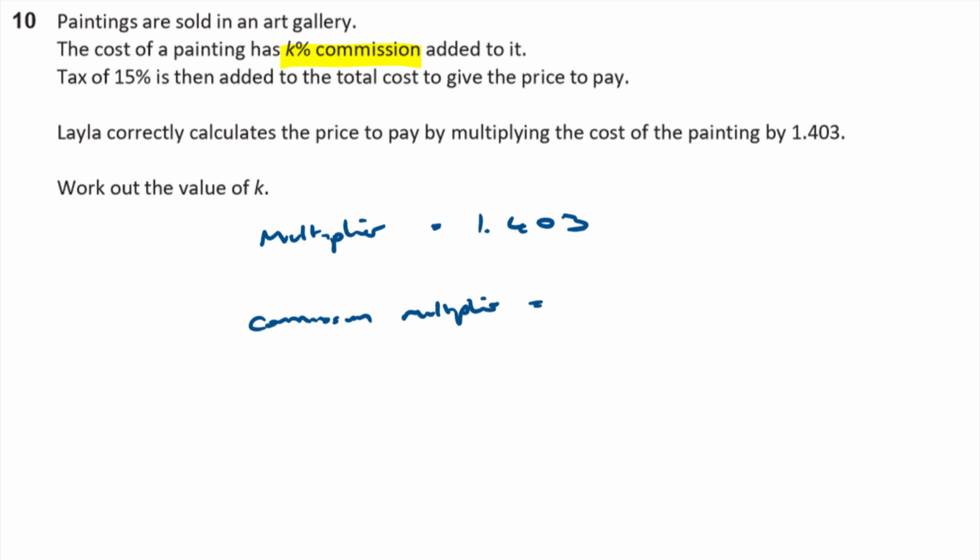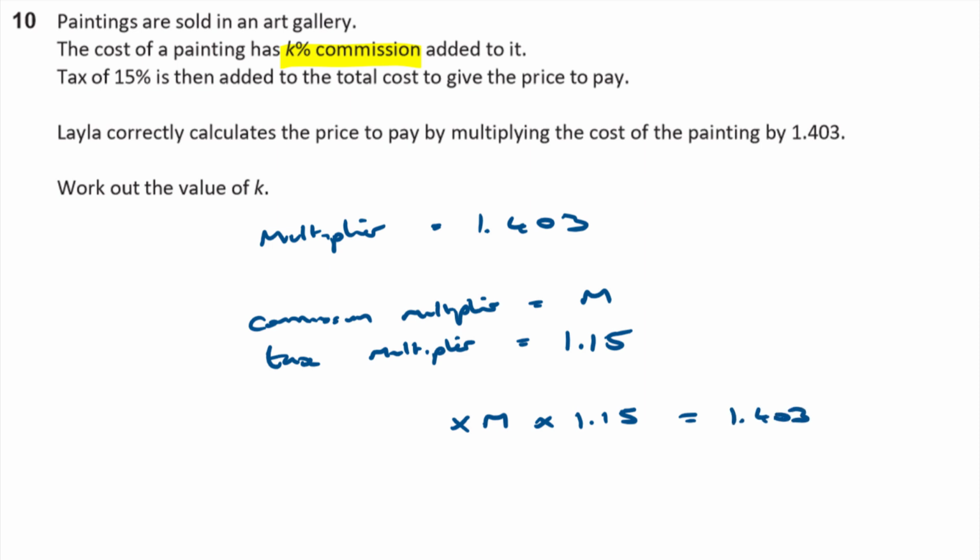Is going to be, I'm just going to call that M because I don't know it at the moment. And then you've got the tax multiplier. Now, if you've got 100% and you increase it by 15%, you've got 115%, which is 1.15 as a multiplier. Okay, so my multiplier of the M times the multiplier of 1.15, that has got to be the same thing as my multiplier of 1.403 then.